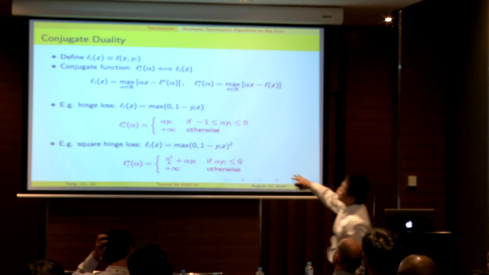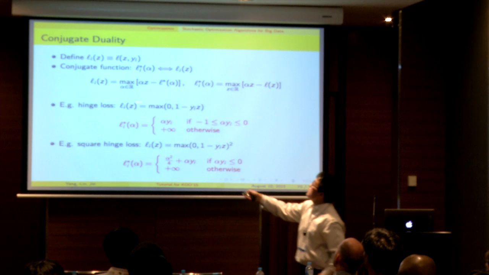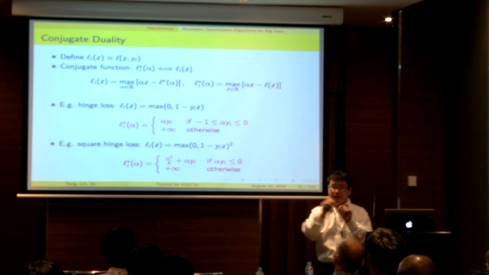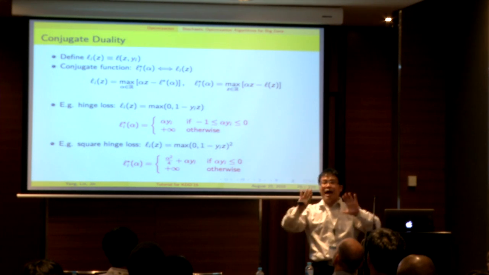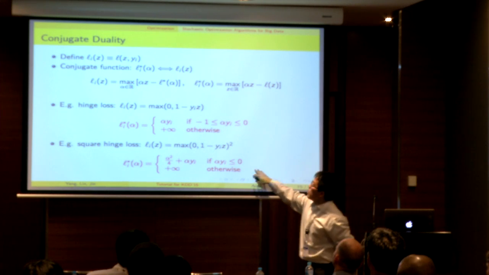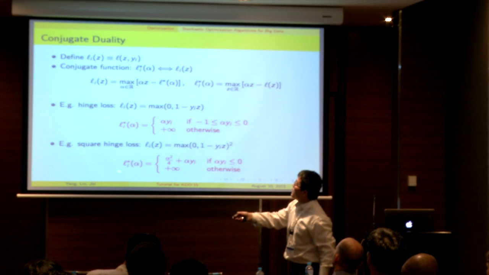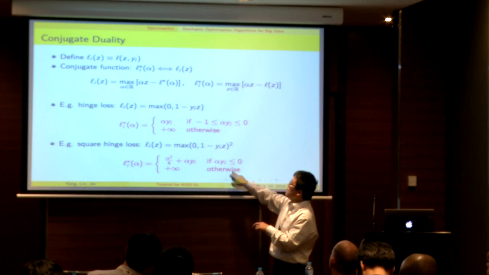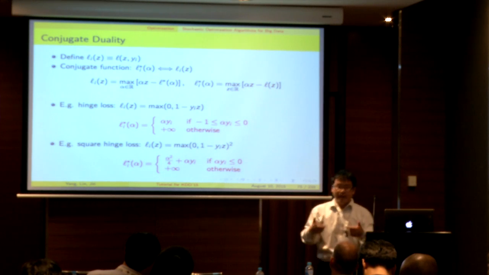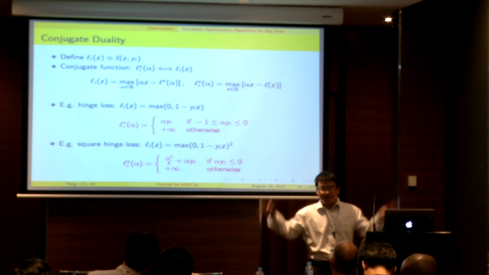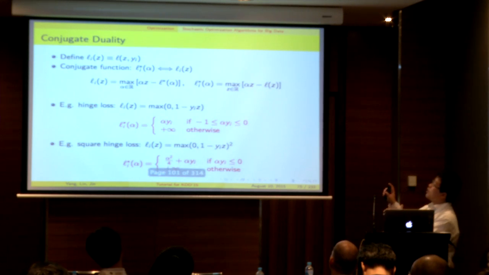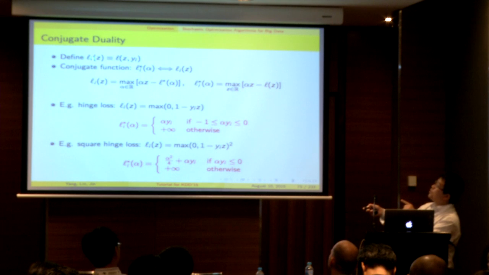So here I will give you just two examples. If you use hinge loss, the conjugate of the hinge loss is essentially a truncated linear function. It's linear on some interval, but goes to infinity outside the interval. If you have a square hinge loss L, and you calculate its conjugate using this formula, with some simple calculus, you can obtain the following. It's a piecewise quadratic. It is a quadratic function on an interval and goes to infinity outside the interval. Okay.